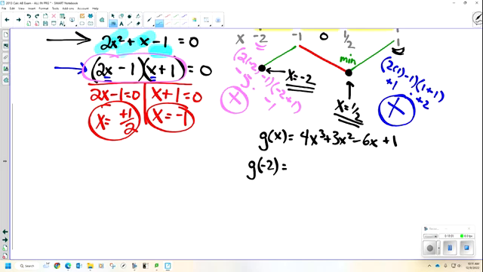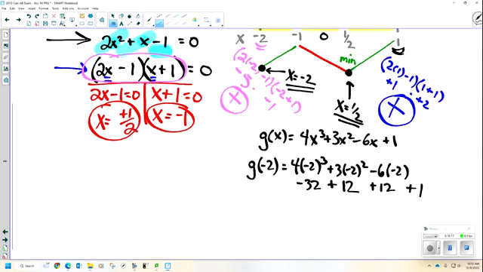So I got 4 times -2 cubed. That's -8 times 4. It's -32. Plus 3 times -2 squared. That's 4 times 3. That's 12. Minus 6 times -2. That's also positive 12. Plus 1. All right, well, we got -20, -8, -7. So the coordinate, when x is -2, my y is -7. This is the min value when x is -2.